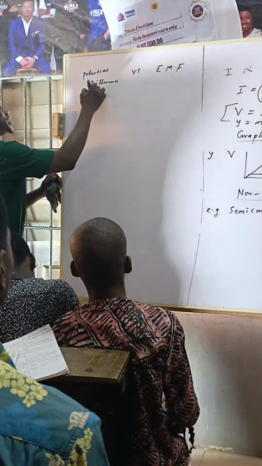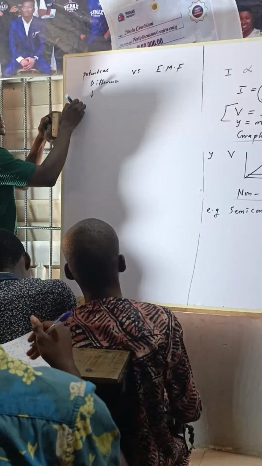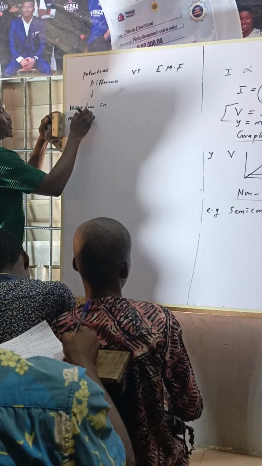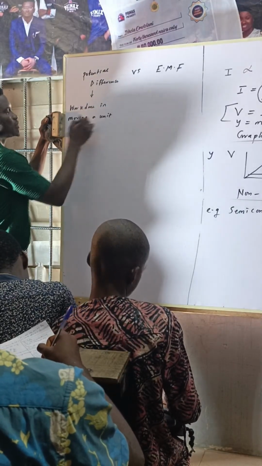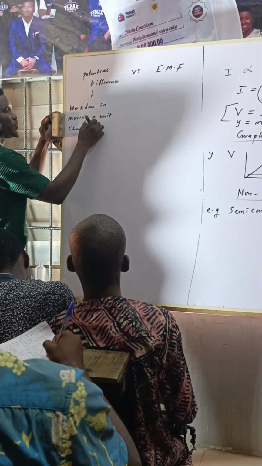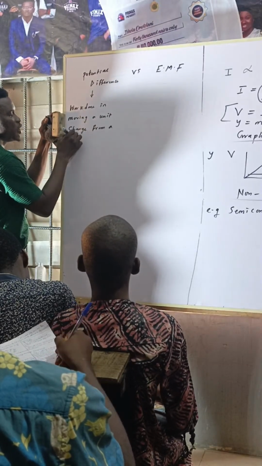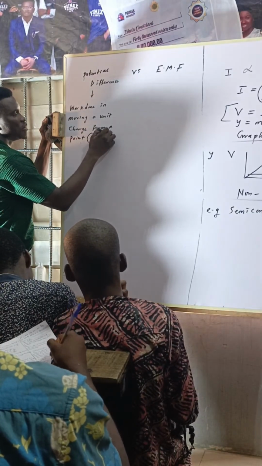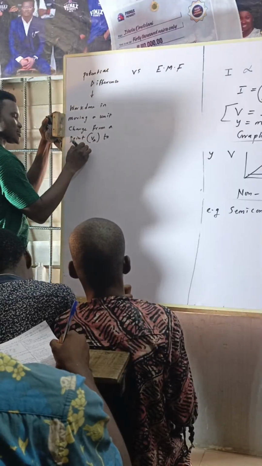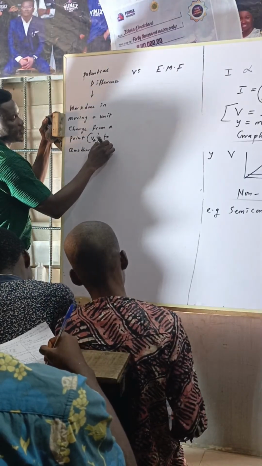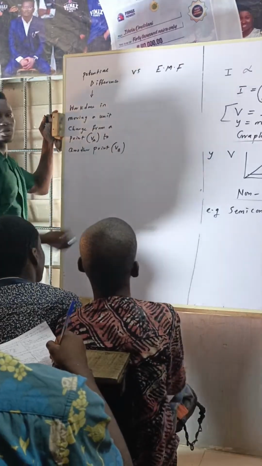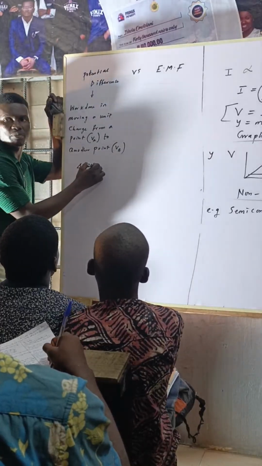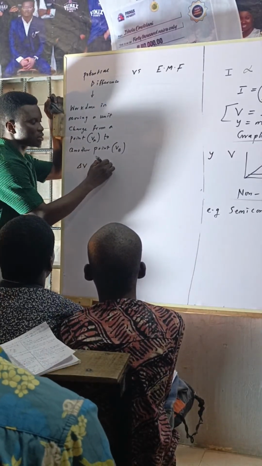So for simplicity, work done in moving the unit charge from a point, let's say point B, to another point. So that means if I say what is the potential difference, change in potential, that can be VB minus VA.